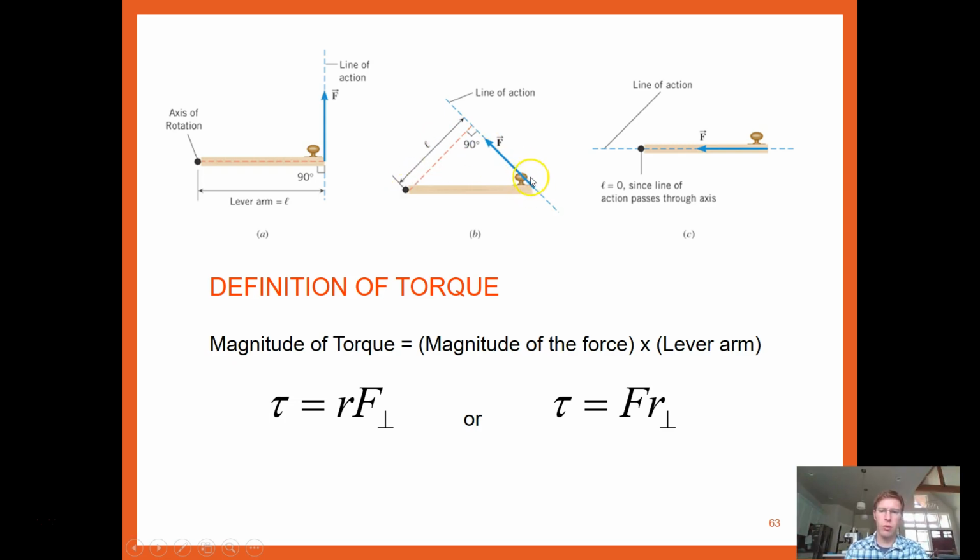But if you notice, the force is way over here, right? And our axis of rotation is over here. So what is my perpendicular distance? What does that even mean? Because this is the only distance that I can think of from the axis to where the force acts.